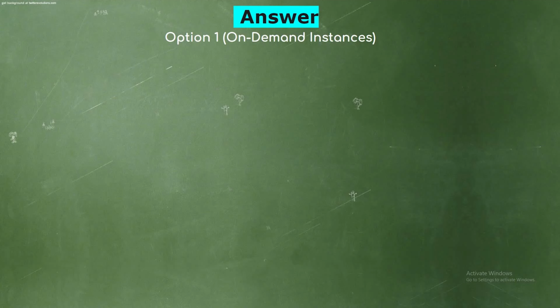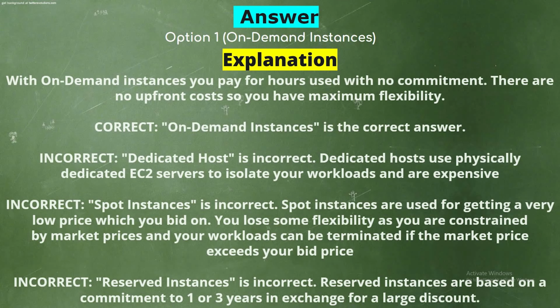On-demand instances. Explanation. With on-demand instances, you pay for hours used with no commitment. There are no upfront costs, so you have maximum flexibility. Correct. On-demand instances is the correct answer. Incorrect. Dedicated host is incorrect. Dedicated hosts use physically dedicated EC2 servers to isolate your workloads and are expensive.